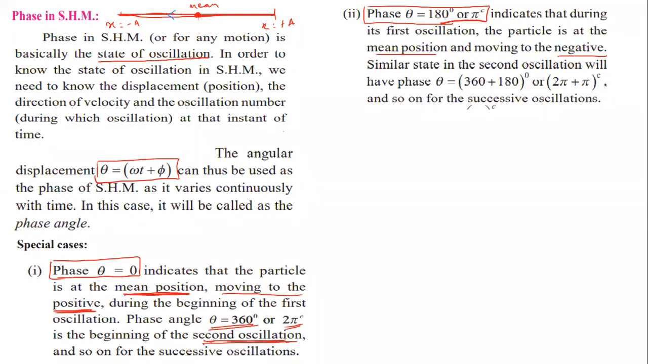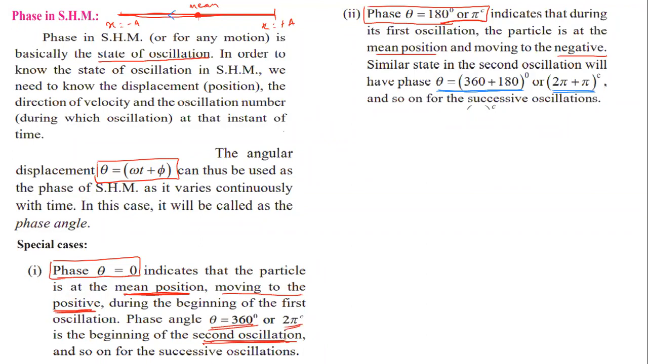Similar state in the second oscillation will have phase theta equal to 360 plus 180, or we can write 2 pi plus pi radian. And so on for successive oscillation.